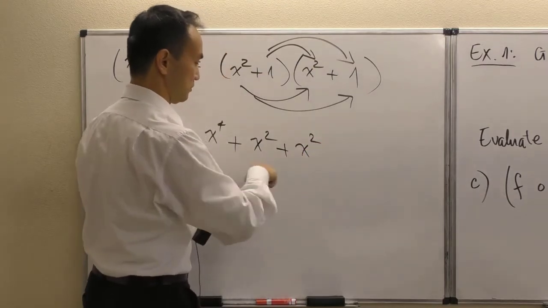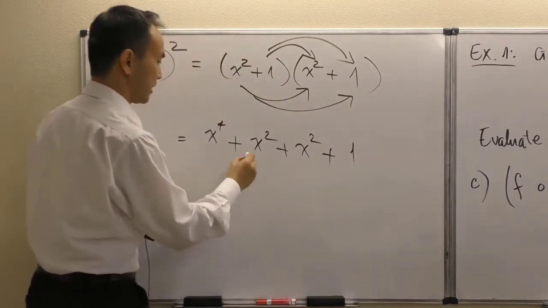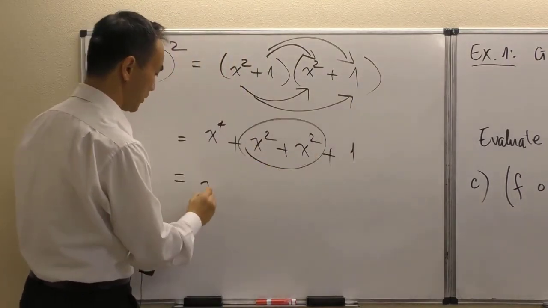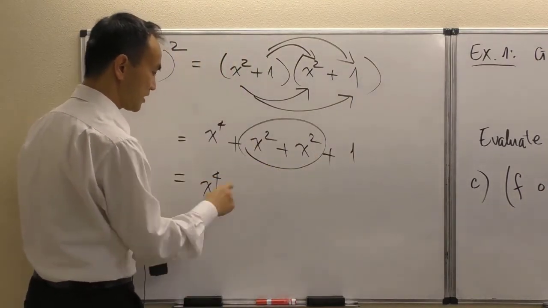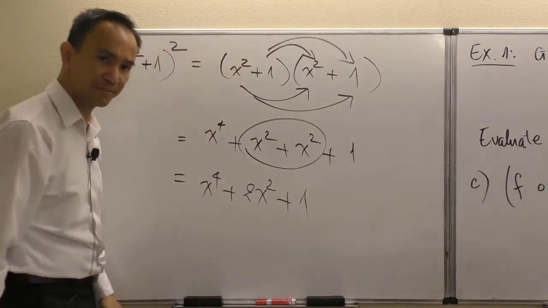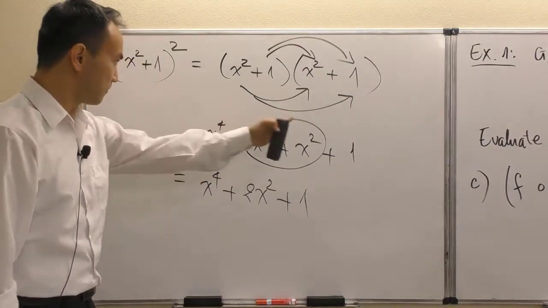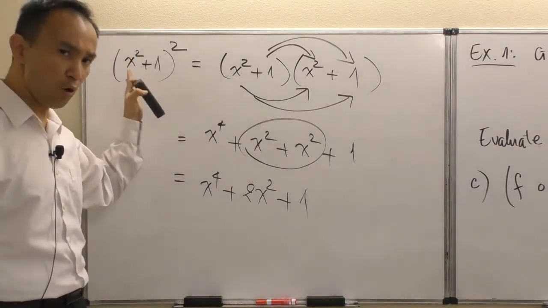So these are two like terms already. And 1 times 1 is 1. So now we can combine these two like terms. Our final simplified product is x to the fourth plus 2x squared plus 1. This is a final simplified expression for this square right here, but only for that square.